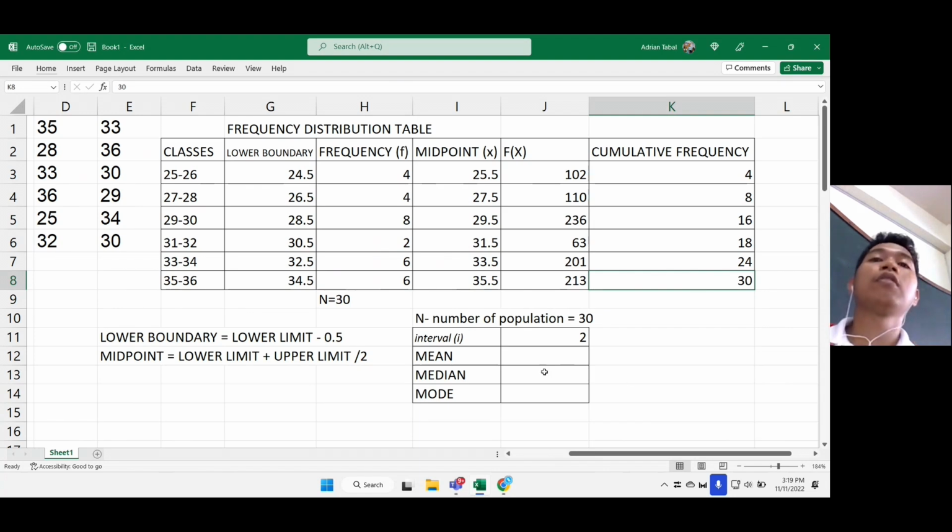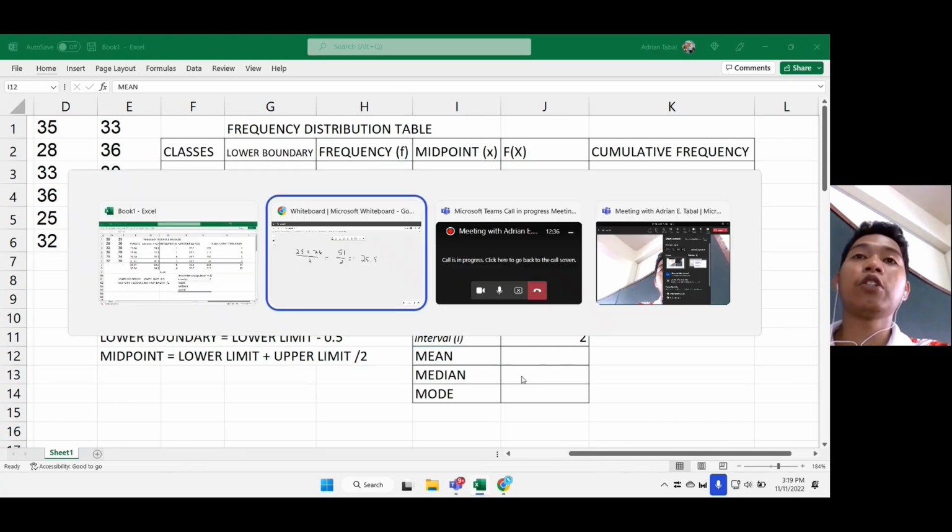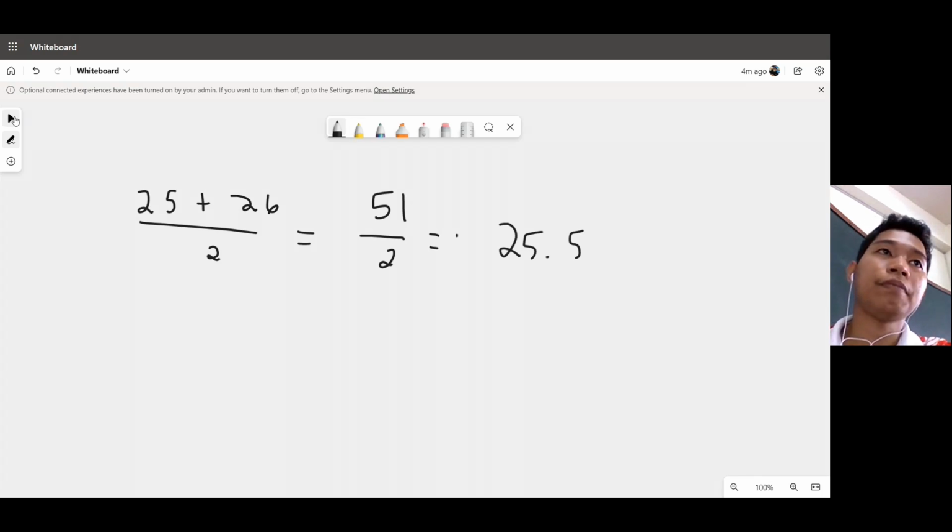Now, how to find the mean of the group data? So for the mean of the group data, we have the formula.